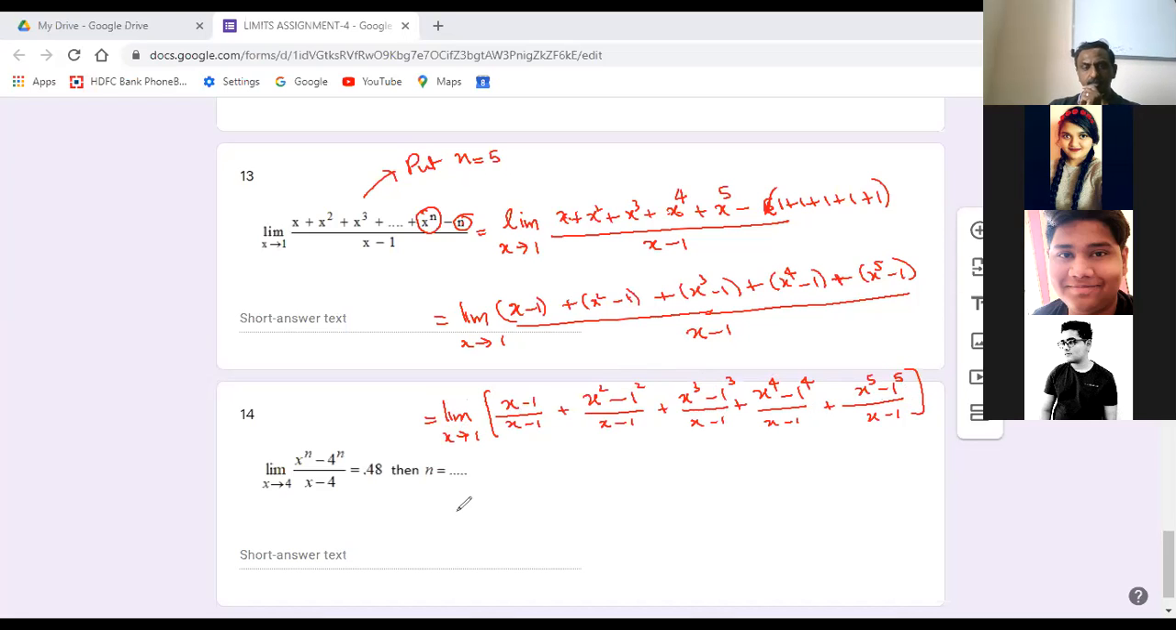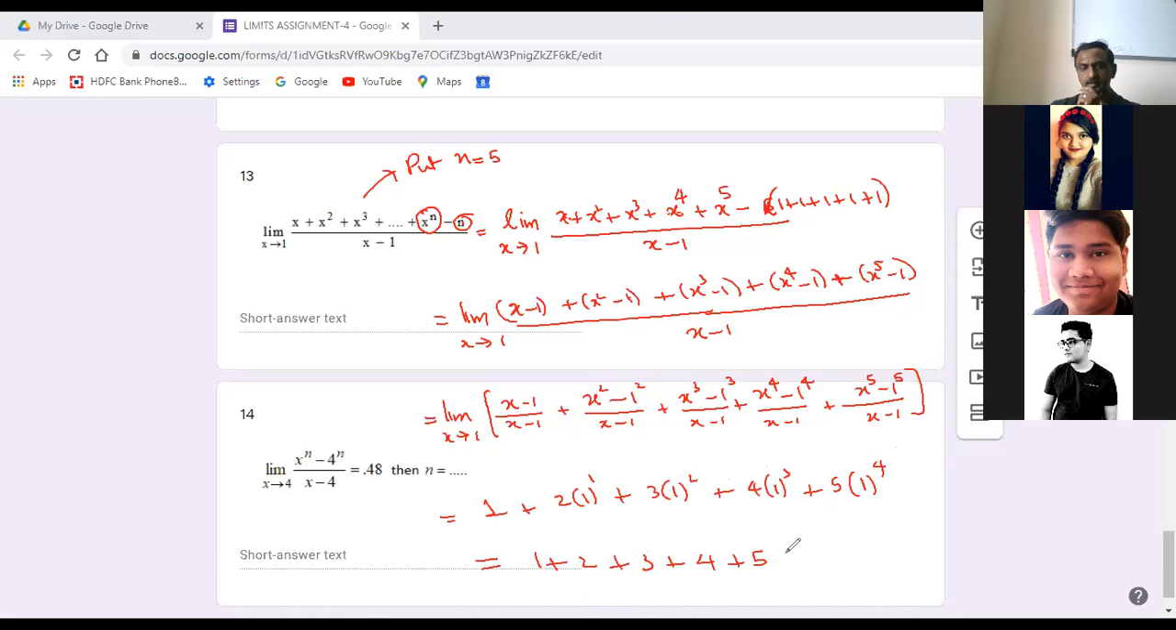Now I can put the values in. So here 1, they get cancelled and become 1. This became 2 into 1 raised to 1. This became 3 into 1 square, 4 into 1 cube, 5 into 1 raised to 4. So it became 1 plus 2 plus 3 plus 4 plus 5.